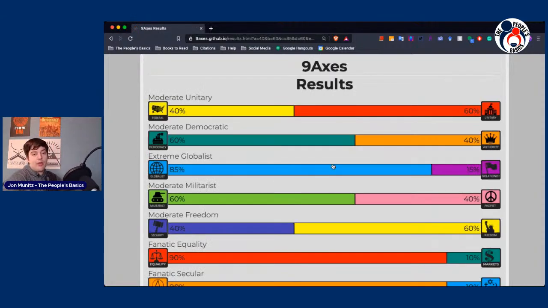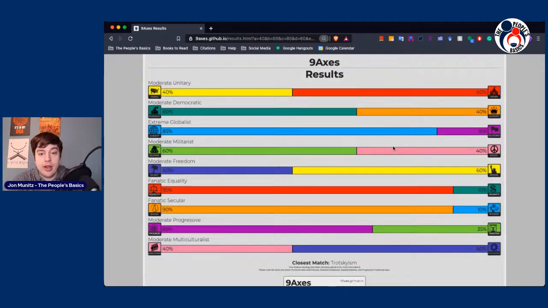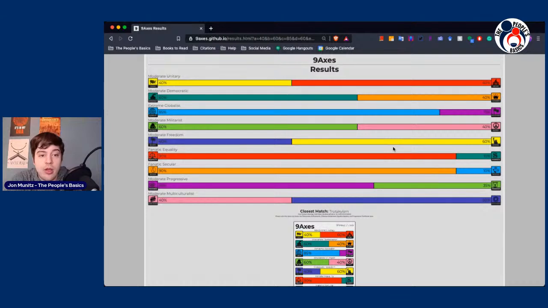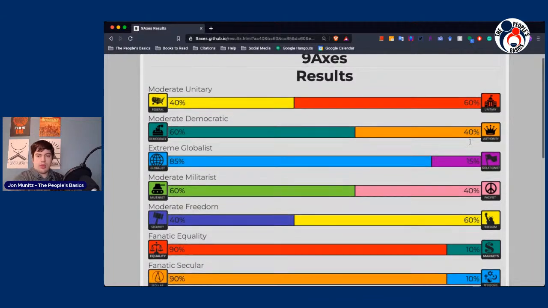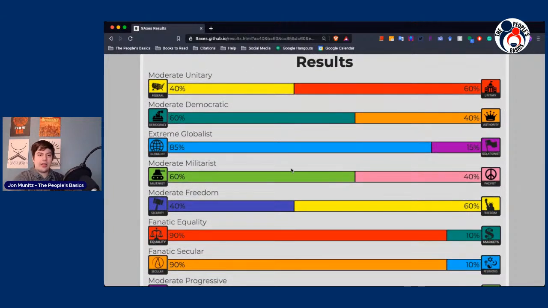Okay, so let's see what they graded me. Let's zoom out a little bit here. So they gave me, I am a moderate unitary. I don't know what that means. Let's see. What is this thing? So it's unitary versus federal. So yeah, I believe some things should be more localized, but not everything. So moderate. I am mostly democratic, somewhat authoritarian, I guess. That one I kind of disagree with.